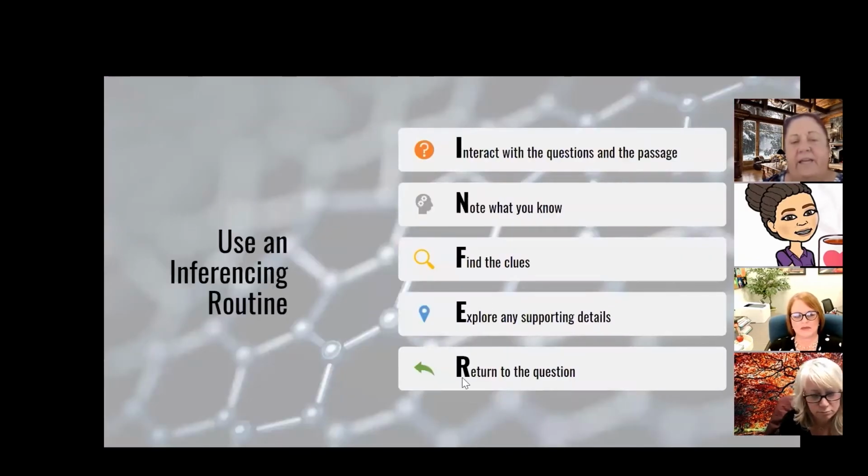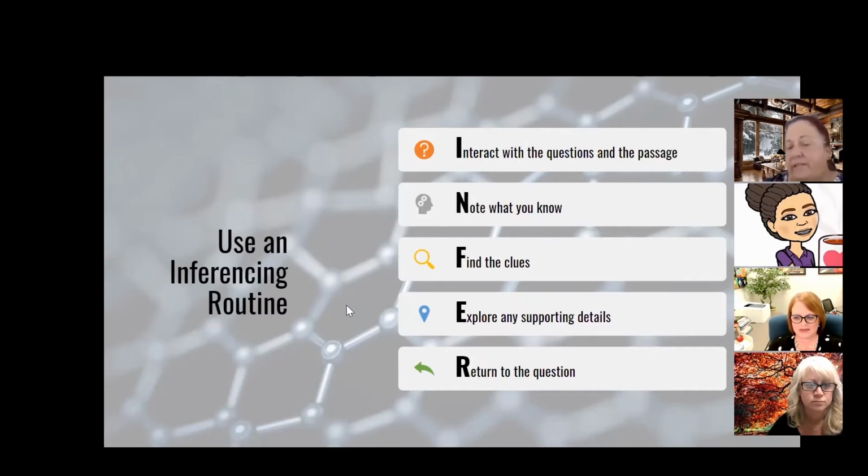The second thing is maybe use a routine. Every time we want to make a routine, and whatever your routine is doesn't matter. Here's one routine if it's helpful. But you want to think about, well, what's the question? What do I want to know in an inferential question, right? Let's read the passage. What do we know about this, right? Any clues that we can find, any details, and then what do we know?